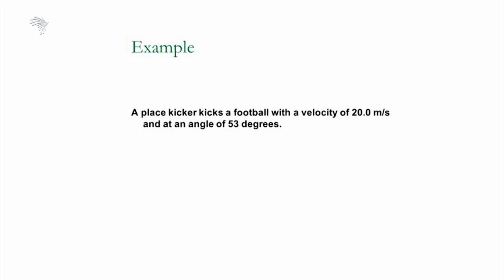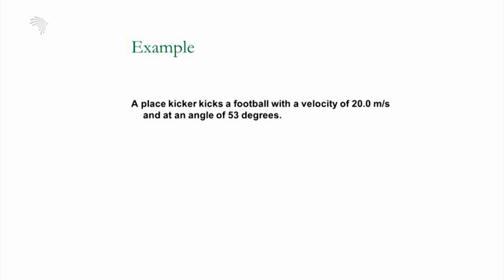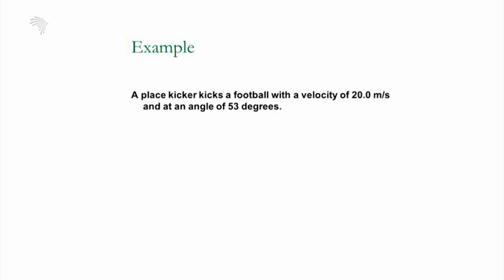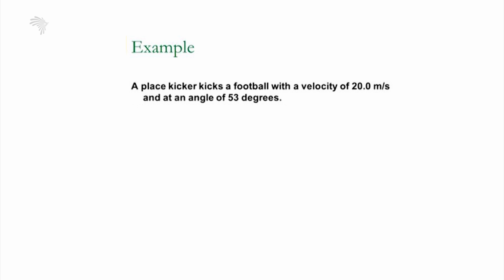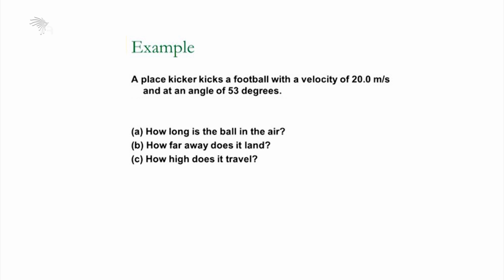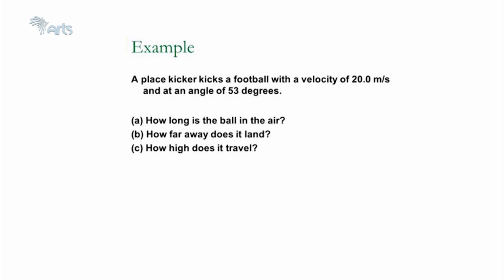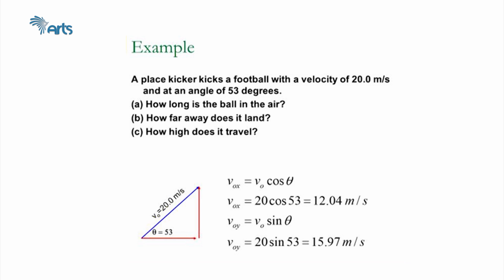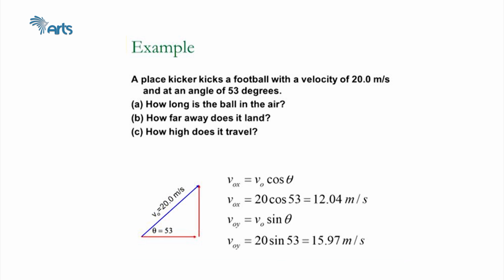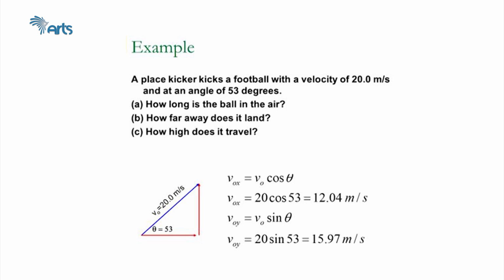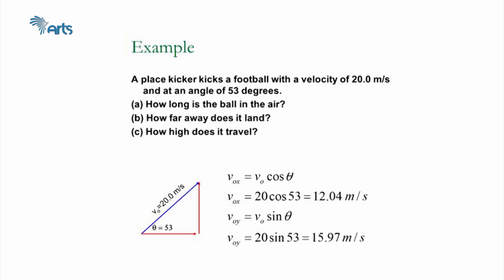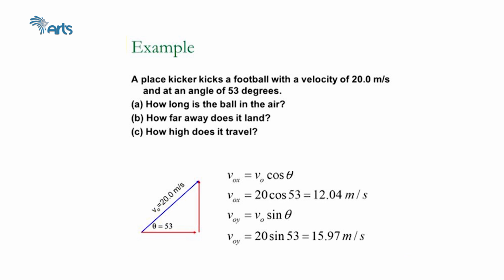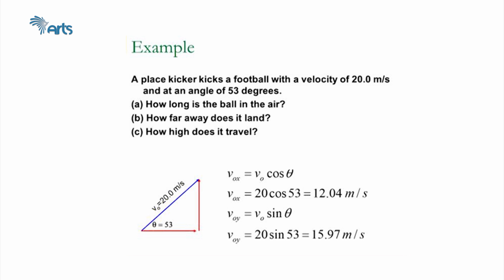Inclined projection. A place kicker kicks a football with a velocity of 20 meters per second and at an angle of 53 degrees above the horizontal. The first question is how long is the ball in the air, and the second one is how far away does it land and how high does it travel. Here it is given that the initial speed is 20 meters per second and it makes an angle of 53 degrees above the horizontal, so we can resolve this velocity along the horizontal and the vertical direction.